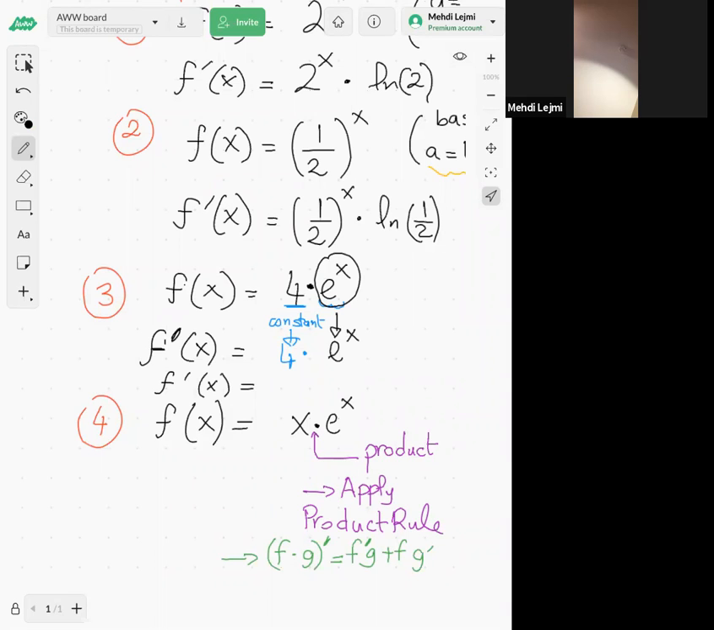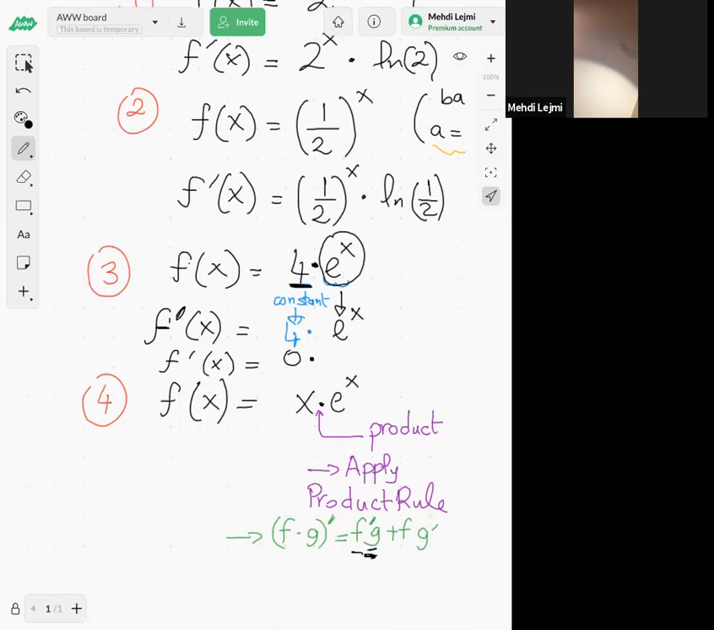So in number 3, what would be the derivative of 4? 4 is a constant, right? So the derivative would be 0 times the second function, times my g. So that's 0 times e to the x plus the first function, 4, times the derivative of the second function, times g prime, and the derivative of e to the x is e to the x. So it's 4 times e to the x, right? And because the derivative of a constant is 0, this 0 times e to the x cancels out, right? It's just 0.